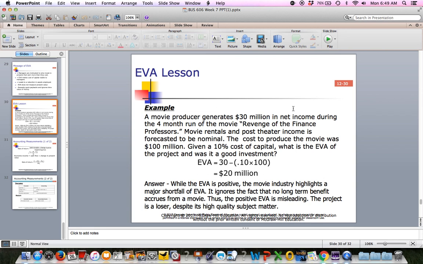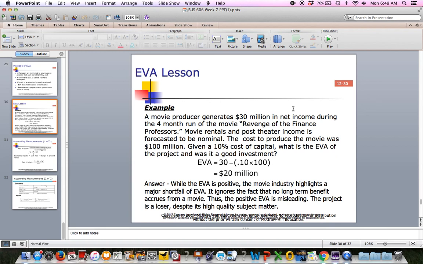So they come up with essentially an EVA of $20 million, which sounds great. However, they give us a point here in saying, well, EVA is positive. The movie industry highlights a major shortfall of EVA. It ignores the fact there's no long-term benefit that accrues to a movie, because essentially what we're saying is in that 4 months we'll earn the $20 million.